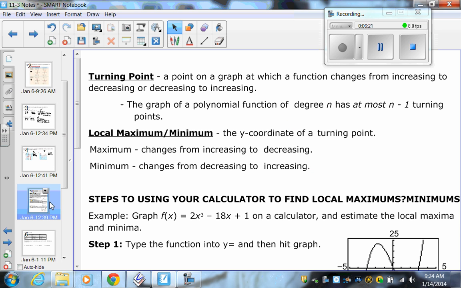The definition of a turning point is a point on a graph at which a function changes from increasing to decreasing or from decreasing to increasing. The graph of a polynomial function with a degree of n has at most n minus 1 turning points. So for example, if you have something with the highest degree, say we're looking at an x cubed, your degree here would be 3. So what this is saying is there are at most 3 minus 1, which would be 2. So at most 2 turning points.